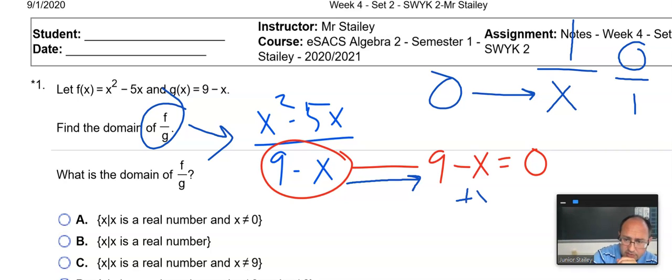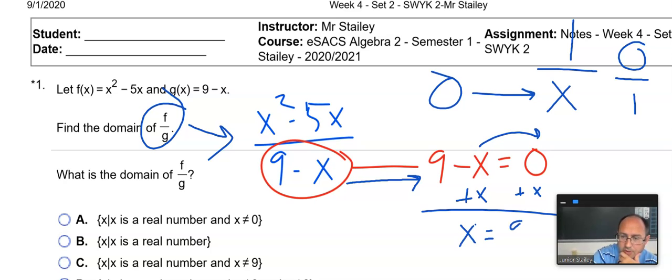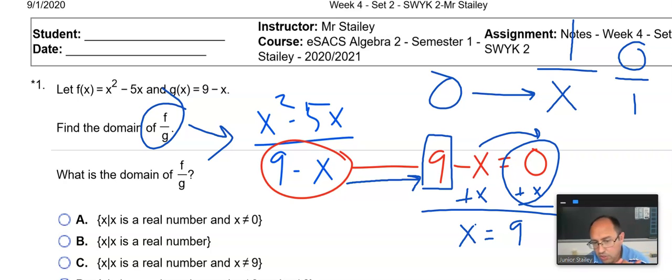Now, if you add an x to both sides, now I know that sounds kind of weird that you're moving the x and not the 9, but it kind of saves me some trouble here because we end up with x equals 9. The x would be over on this side and the 9 would be left on this side. So now we know that x is 9. So 9 is the problem, okay?